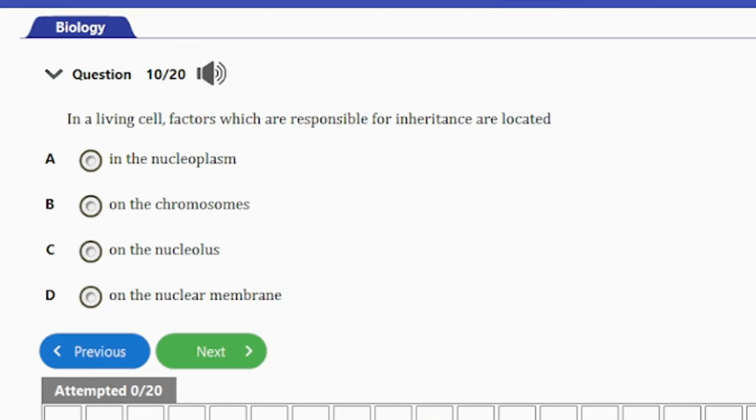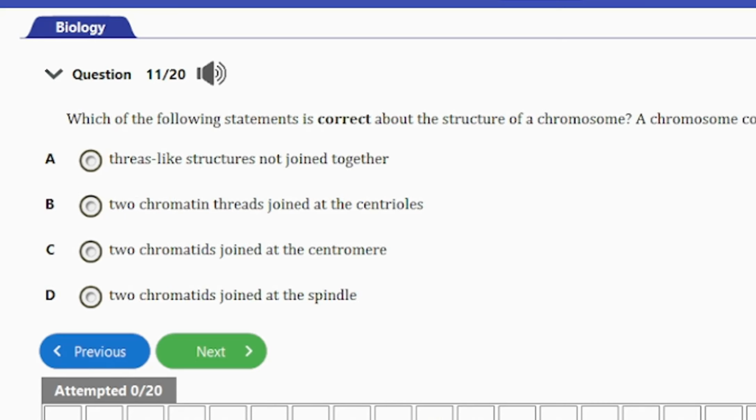The factors that are responsible for inheritance in a living cell are actually located in the chromosomes. So it's actually the chromosome that houses the DNA. It's made up of protein and a single molecule of DNA which carries the cell's genetic instruction. So that's it for that question. Let's consider the next question.